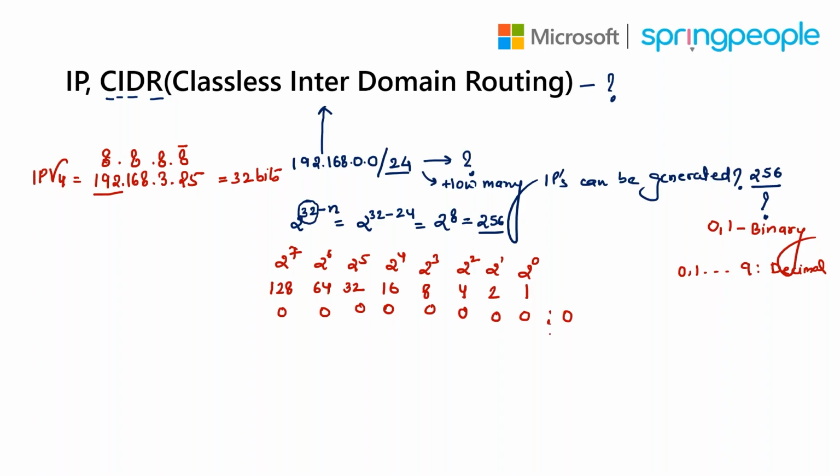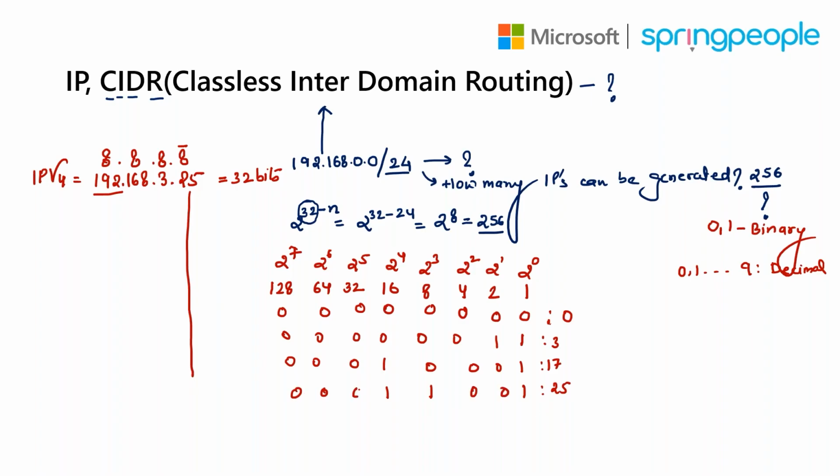If I have to write 3 in binary, then in place of 2 and 1, it will become 3. Remaining digits will all be 0. So this is 3 in binary. If I have to write 17 in binary, what is 17? 16 and 1 make 17. Remaining digits will all be 0. So this is 17 in binary. If I have to write 25 in binary, then 16, 8, 24, and 1. This is 25 in decimal, while all other bits will be 0.